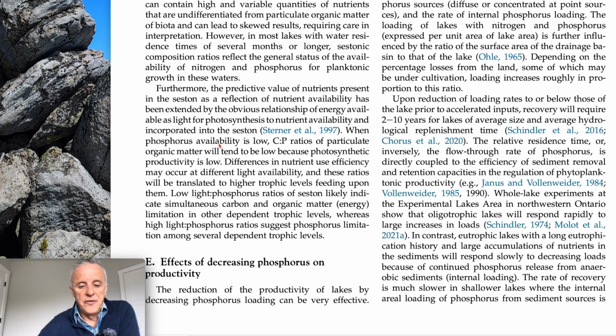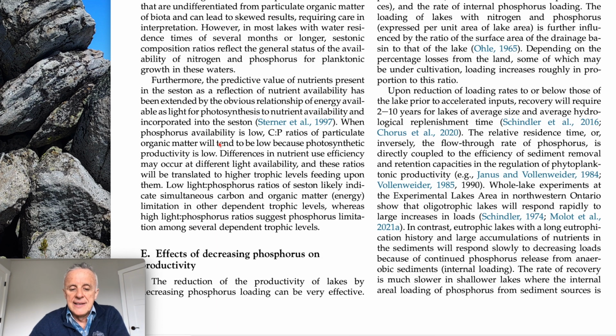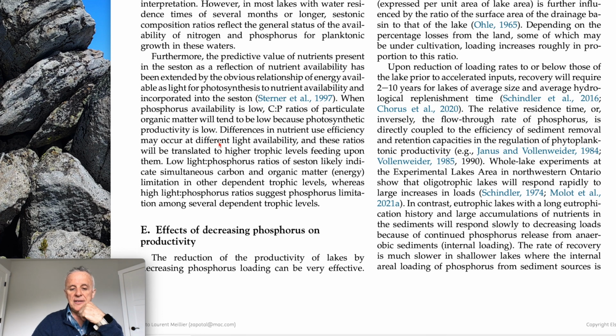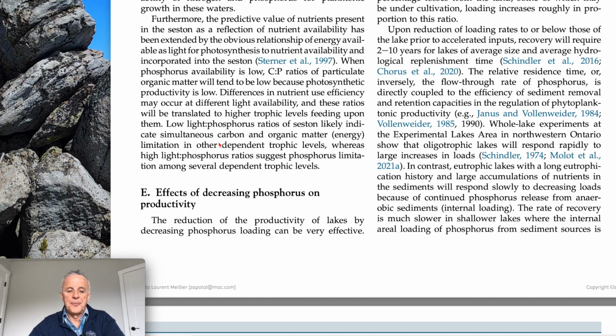Low light C:P ratios of seston likely indicate simultaneous carbon and organic matter limitation in other dependent trophic levels, whereas high light C:P ratios suggest phosphorus limitation among several dependent trophic levels.